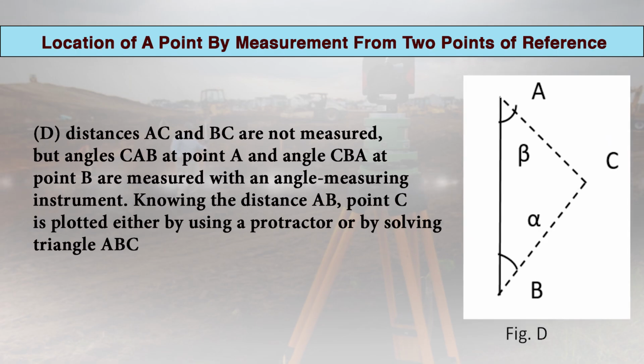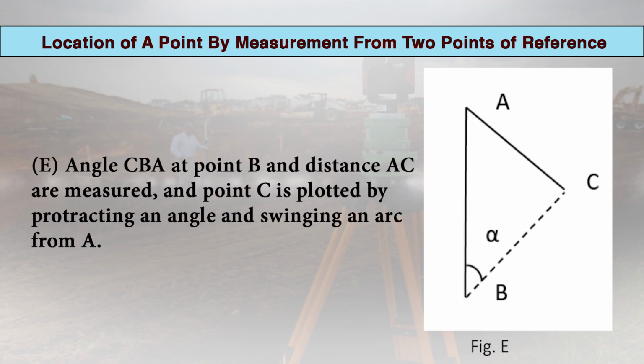Another method will be that distances AC and BC are not measured, but angles, means two angles. First one is angle CAB at point A and angle CBA at point B, measured with any angle measuring instrument. Knowing the distance AB, point C can be plotted either by using a protractor or by solving triangle ABC. We can see this figure. This figure illustrates this particular method. This particular principle is widely used in triangulation.